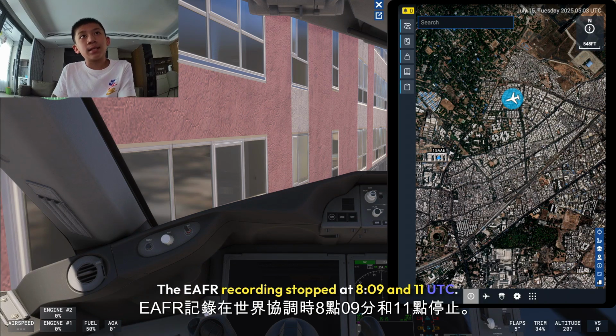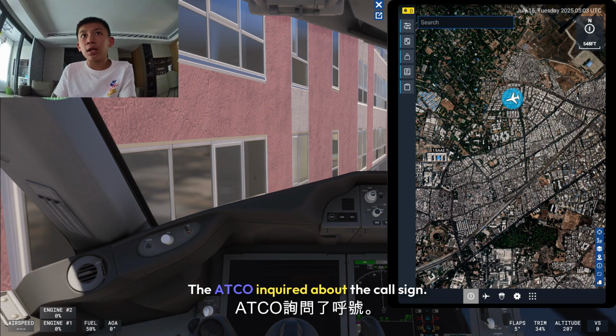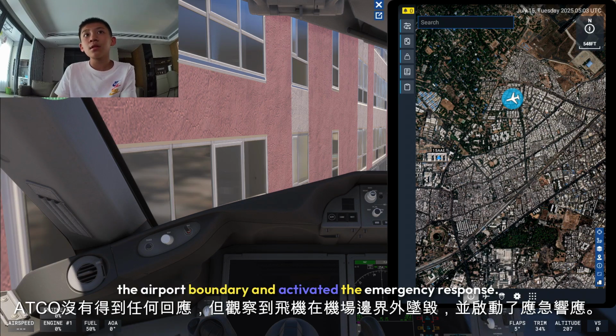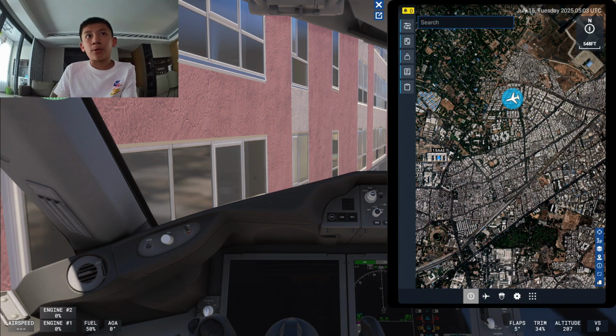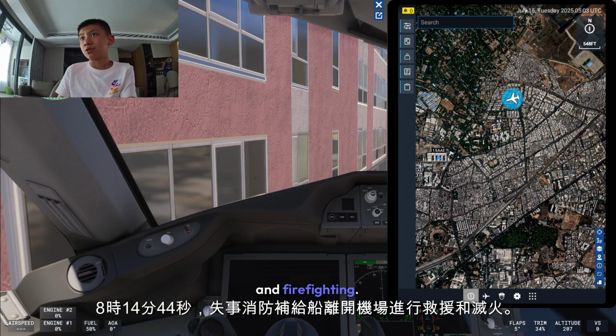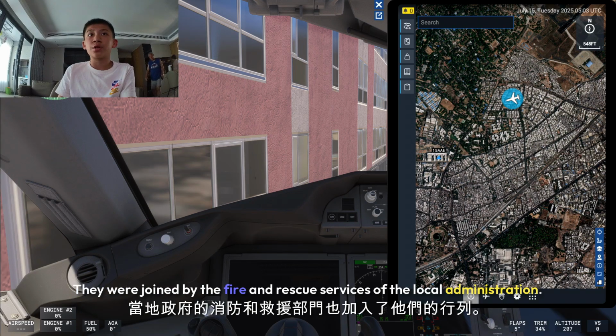The ATCO inquired about the call sign. The ATCO did not get any response but observed the aircraft crashing outside the airport boundary and activated the emergency response. At 8:08:14:44, crash fire tender left the airport premises for rescue and firefighting. They were joined by the fire and rescue services of local administration.